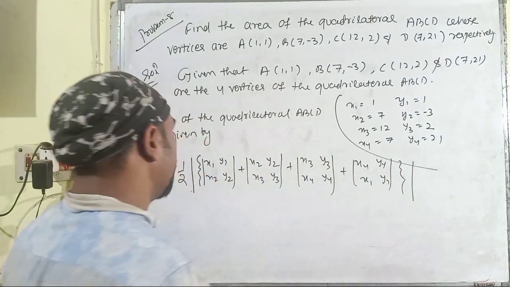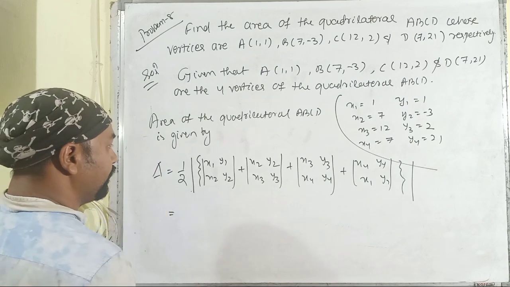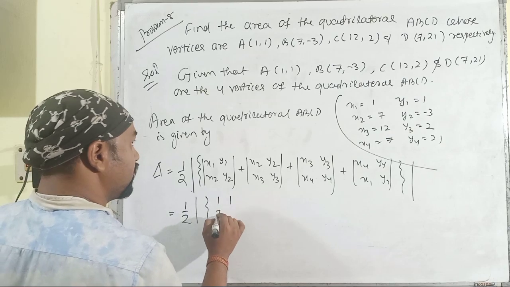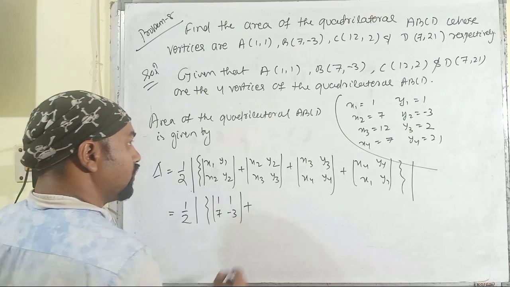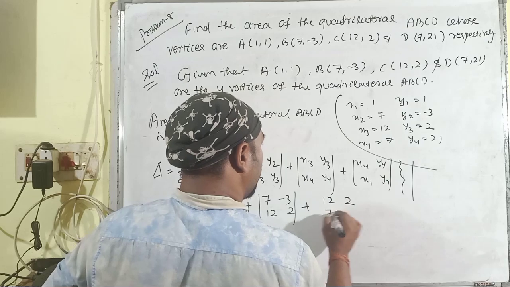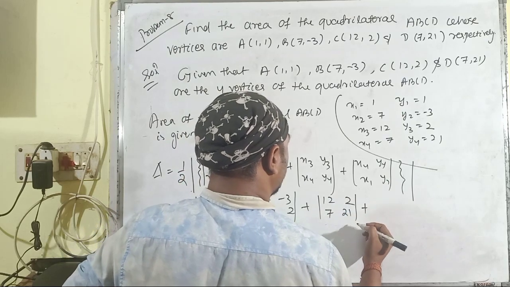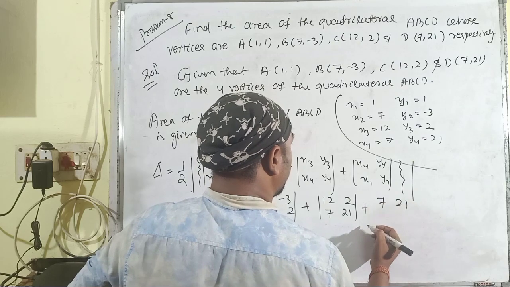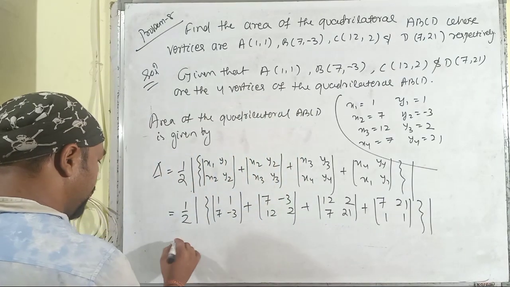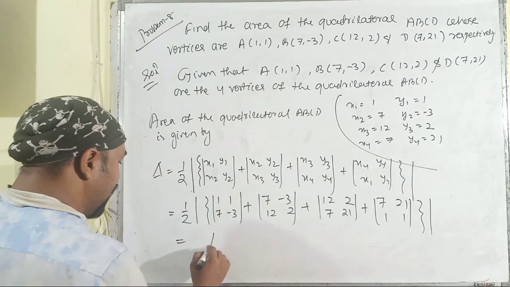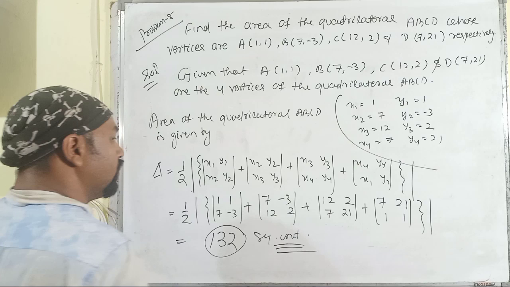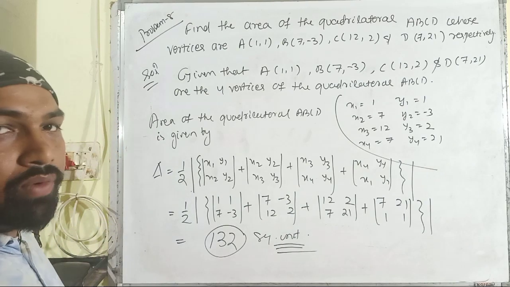Then by putting these values here, half of (1 1, 7 -3) plus (7 -3, 12 2) plus (12 2, 7 21) plus (7 21, 1 1). Then just by solving you can find the answer very easily, and it will be 132 square units, which is the solution of the problem number 8.